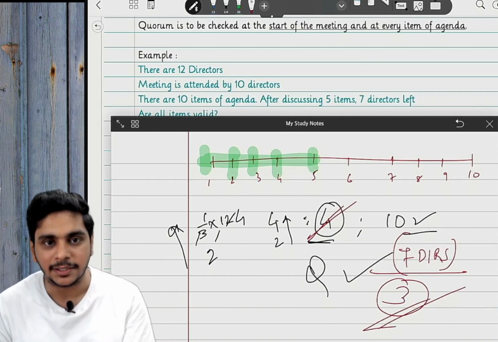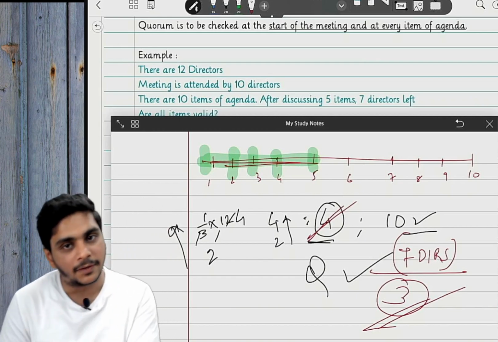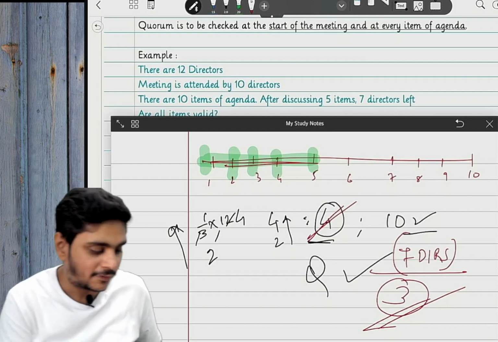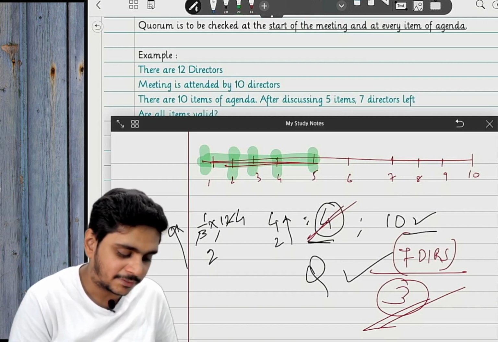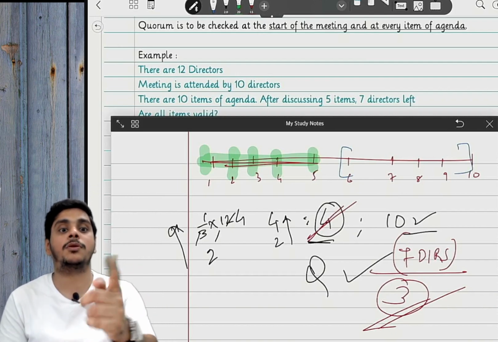Sir, the meeting is valid. The first 5 decisions are also valid because quorum was achieved. However, items number 6 to 10 are invalid, because quorum was not there.